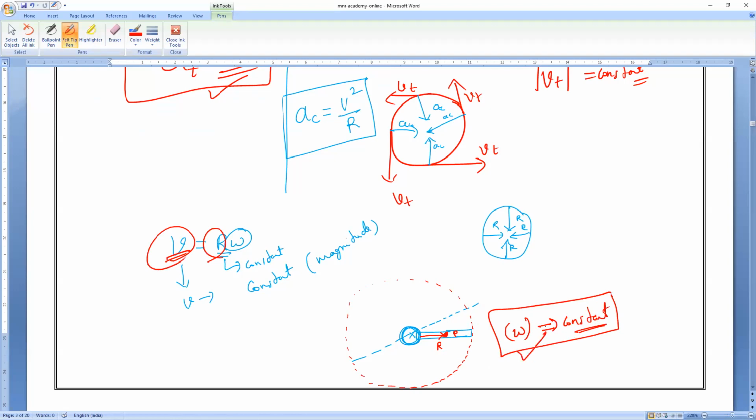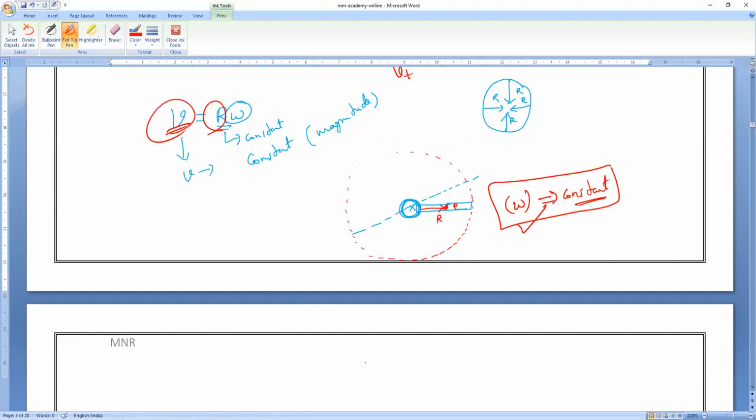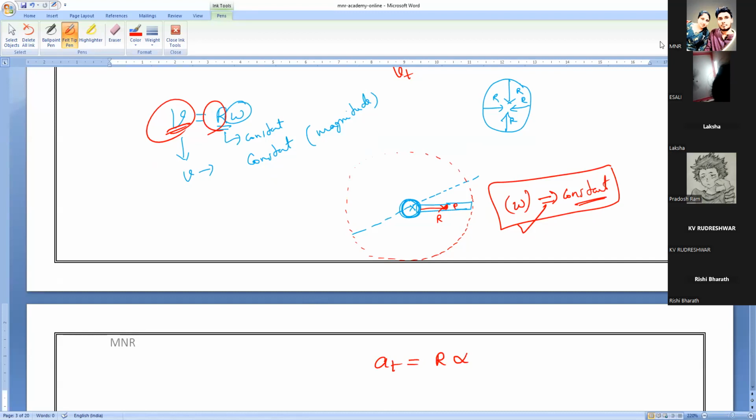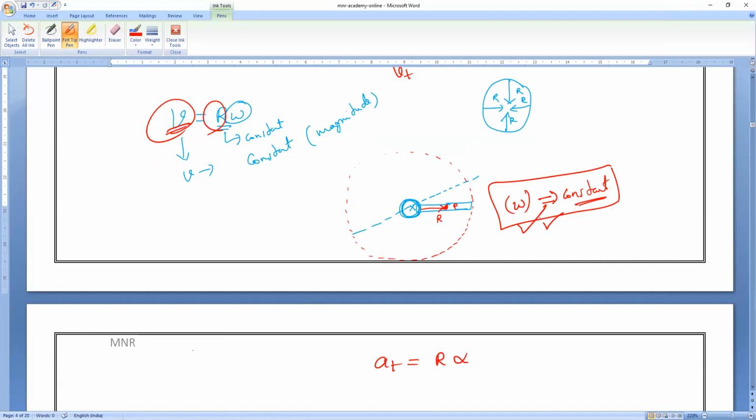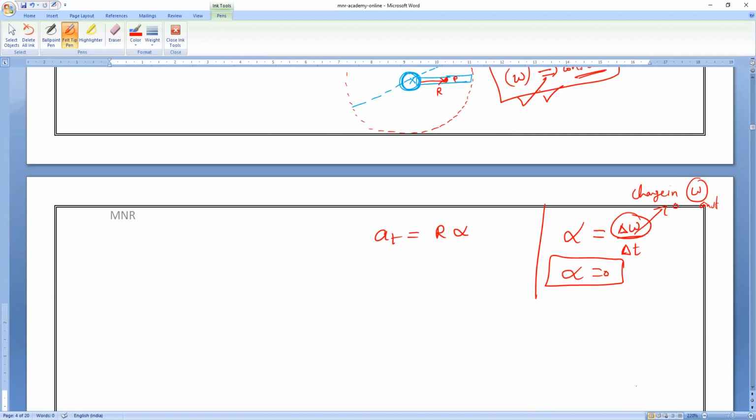If angular velocity is not changing, some other thing will also be 0. Just now we have studied that: AT is equal to R alpha, the tangential acceleration. What is the angular acceleration formula we have done? Alpha is equal to delta omega divided by delta t. So the change in omega is 0, and the angular acceleration also becomes 0.